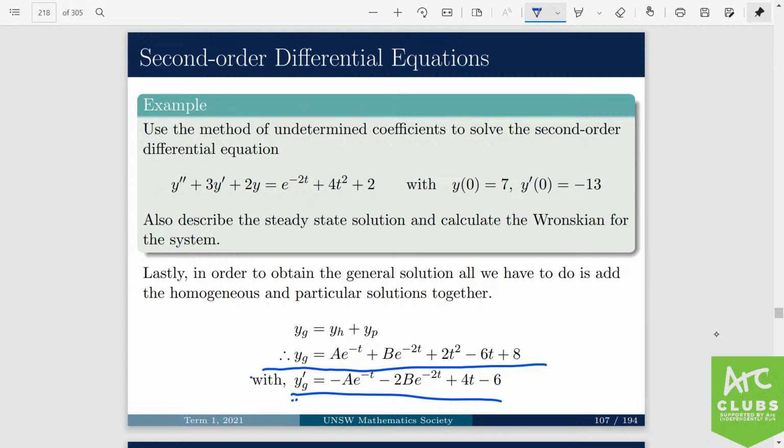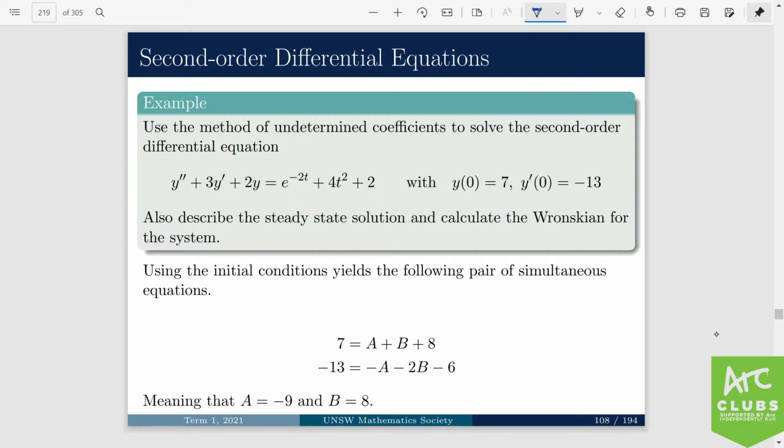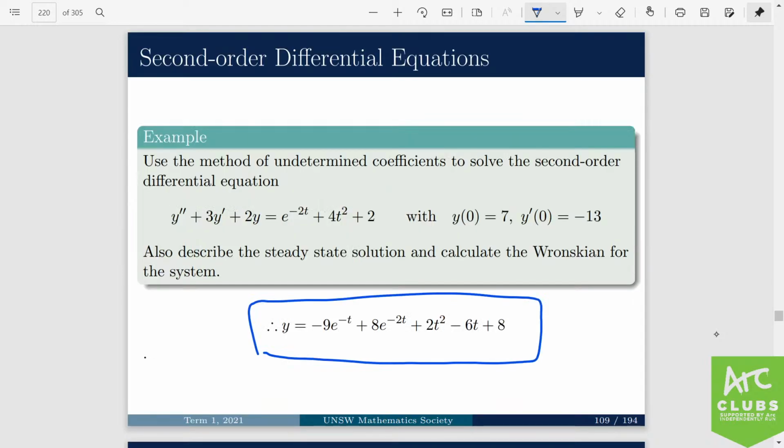And then to check that, you can also substitute, where is it? Yeah. To check your answer, you can substitute it back in and make sure you get what you need and substitute the initial conditions if you want to double check.